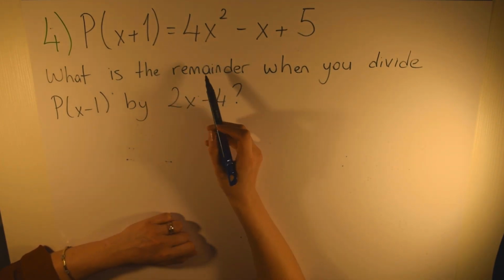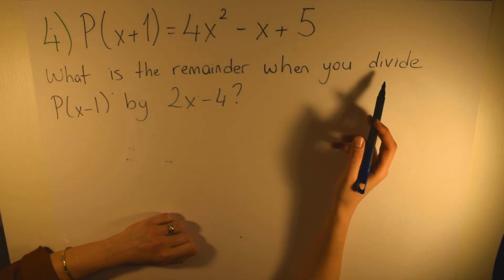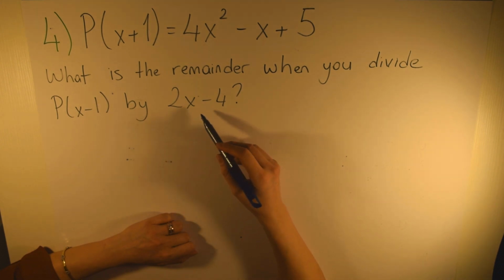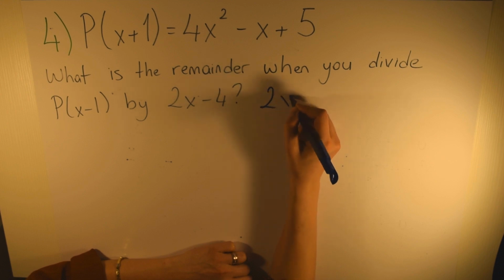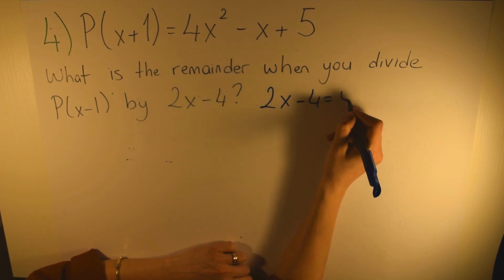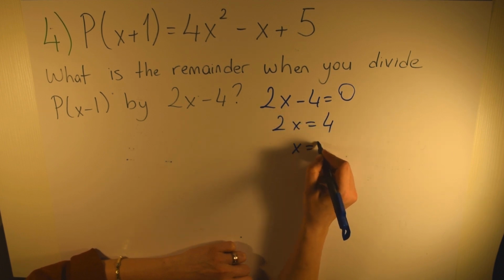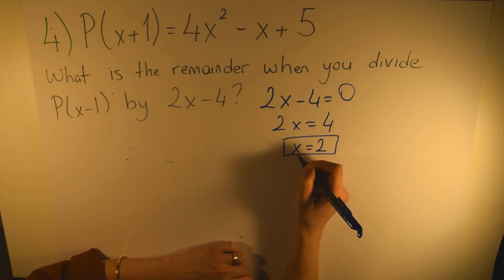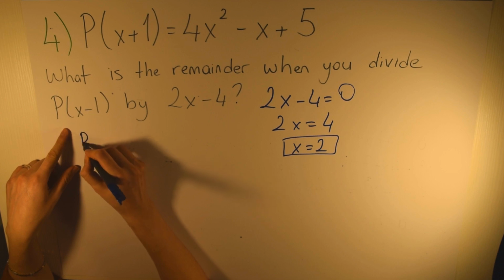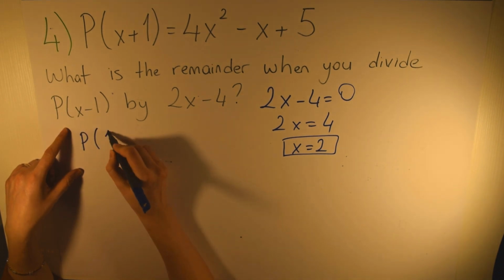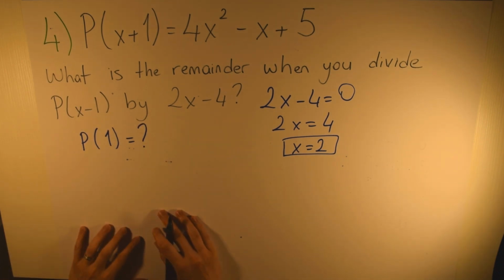P(x) plus 1 is equal to 4x squared minus x plus 5. What is the remainder when you divide P(x) minus 1 by 2x minus 4? Okay, first thing, let's make this equal to 0. 2x minus 4 is equal to 0. So here 2x is equal to 4. x is equal to 2, right? So I will put 2 here instead of x. What I will get here, P(2) minus 1, it's going to be P(1), and it will be our remainder and also the answer to our question.